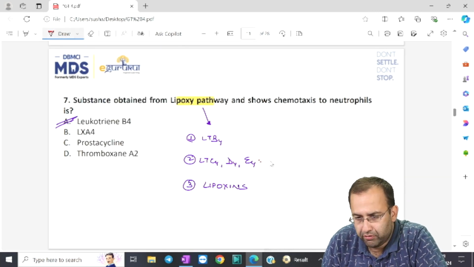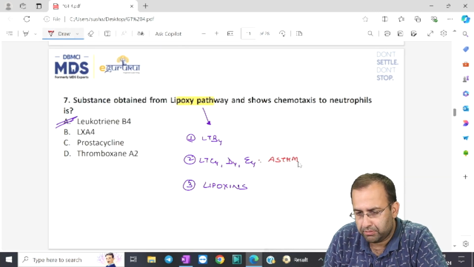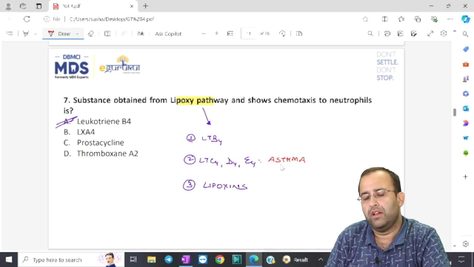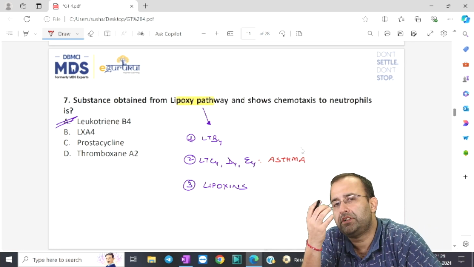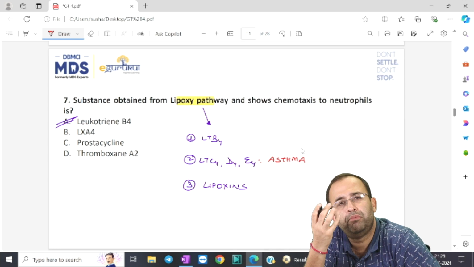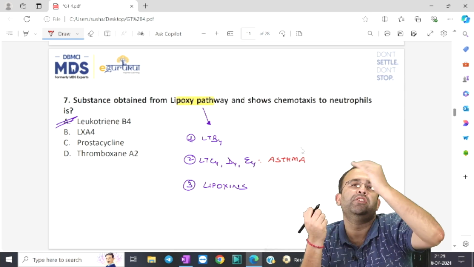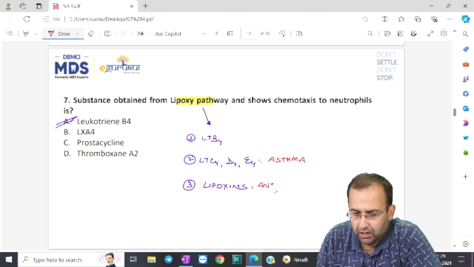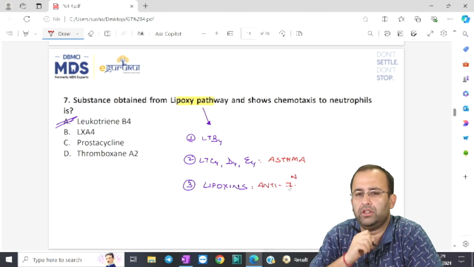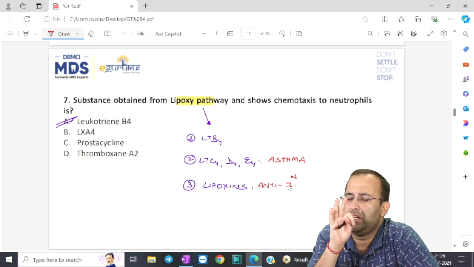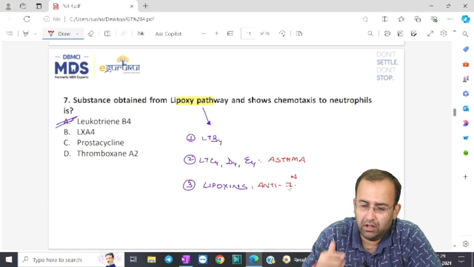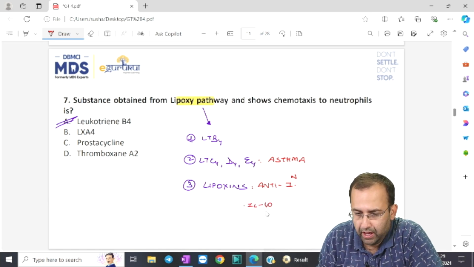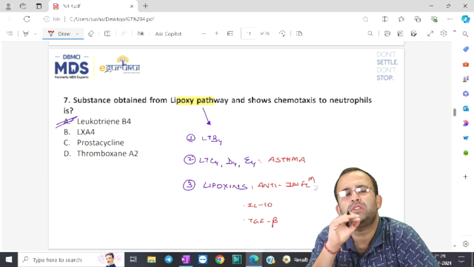Leukotriene C4, D4, E4 play a role in asthma. So they cause bronchoconstriction. What happens in asthma? Bronchoconstriction and increased mucus secretion. Lipoxins are anti-inflammatory. Again, we just saw this. There were three anti-inflammatory mediators: interleukin 10, TGF beta, and lipoxins. You know this. This was the lipoxygenase pathway.